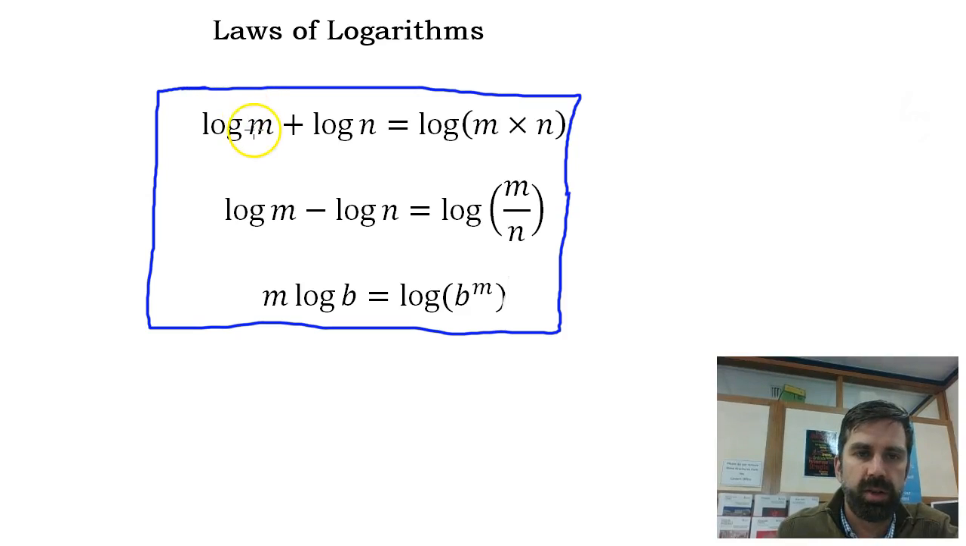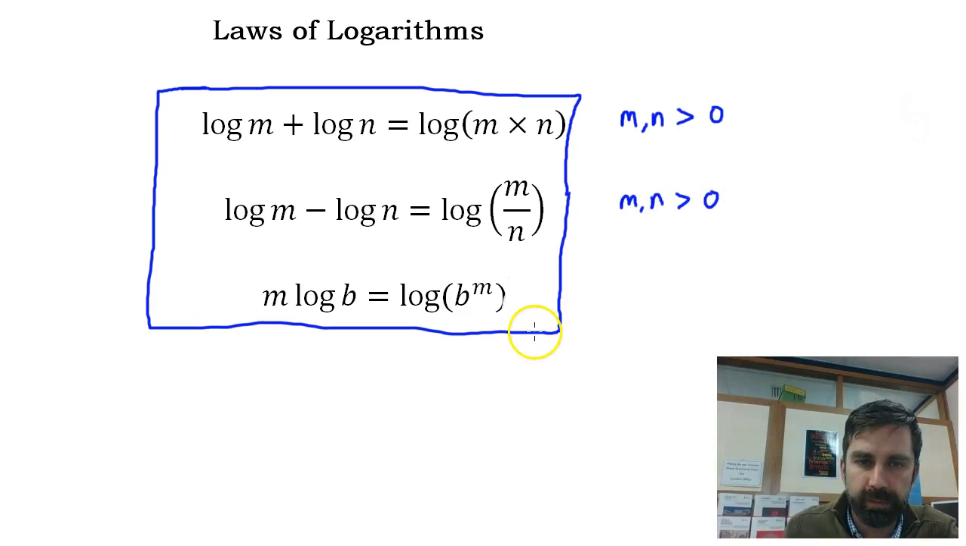So if we've got two log functions, so we're adding log m and log n, m and n are just any numbers. They do have to be greater than 0 though. So if we're adding those two, then that's actually the same as taking the log of m multiplied by n. So if we're adding two logs, we can combine them that way. Similarly, if we're subtracting a log from another, so log m minus log n, that's the same as taking the log of m divided by n. Again, m and n have to be greater than 0 in this case.